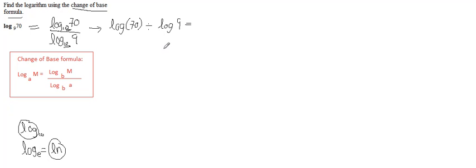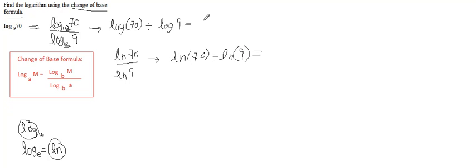The other way you could do it is with the natural log. So you could do ln of 70 divided by ln of 9, and that would be changing your new base to base e. If you type that in your calculator, all you have to do is hit ln 70 divided by ln 9, and both of these would give you the exact same answer. That answer is about 1.93.